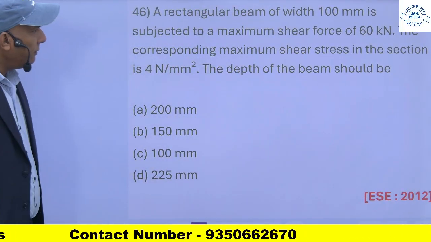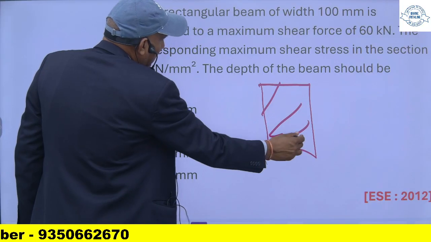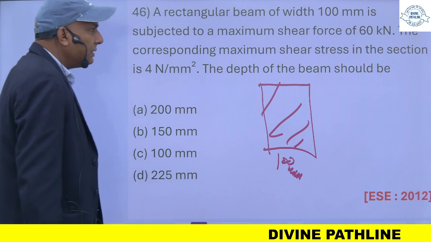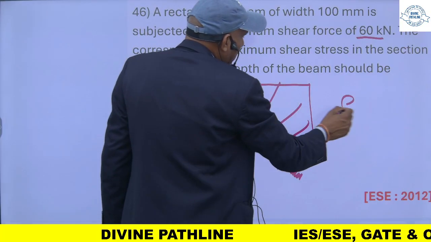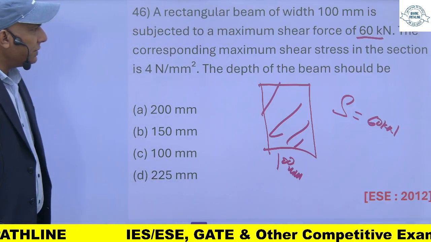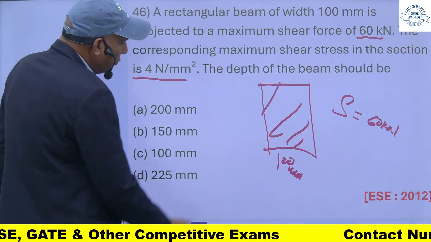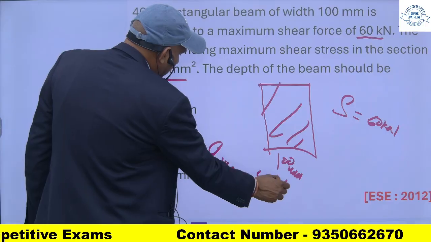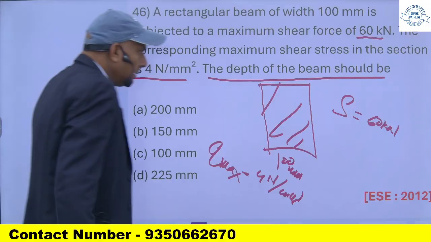A rectangular beam, its width is 100 mm, is subjected to a maximum shear force of 60 kilonewton. The corresponding maximum shear stress in the section is 4 Newton per mm square. The depth of the beam would be how much?